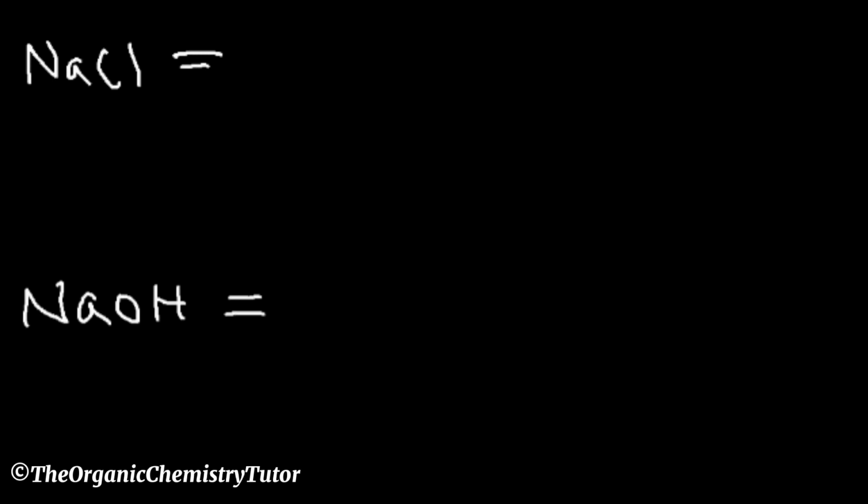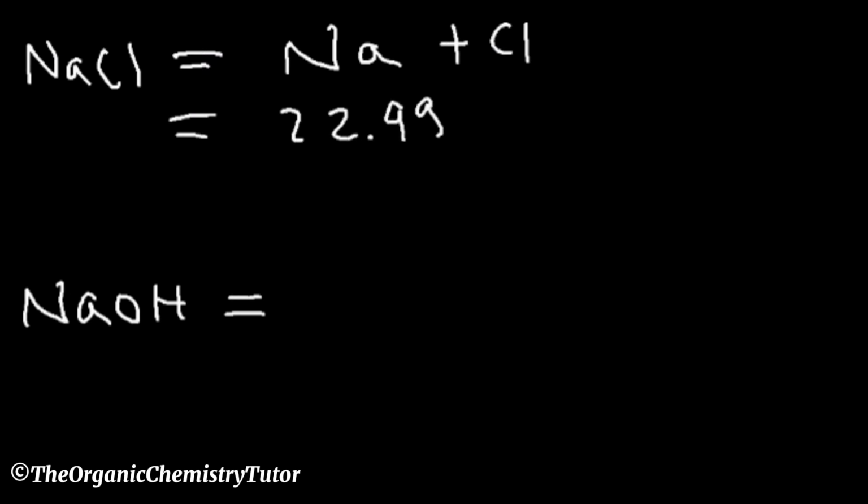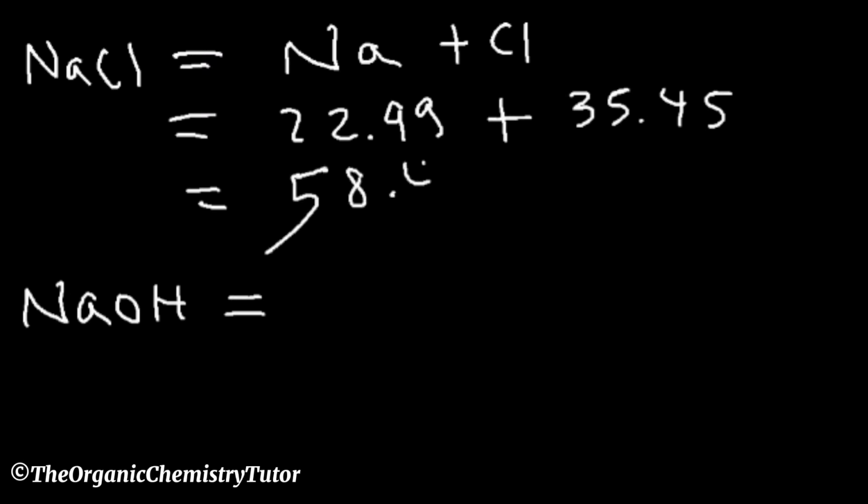So for NaCl, we simply need to add the atomic mass of sodium and chlorine. The atomic mass for sodium is 22.99. Sometimes you can round that to 23. And for chlorine, it's about 35.45. So if we add the two numbers, you should get 58.44 grams per mole. So 1 mole of sodium chloride has a mass of 58.44 grams.